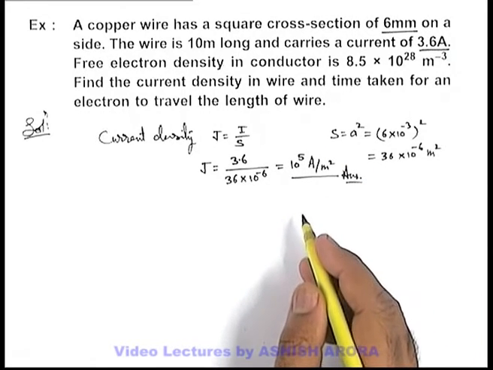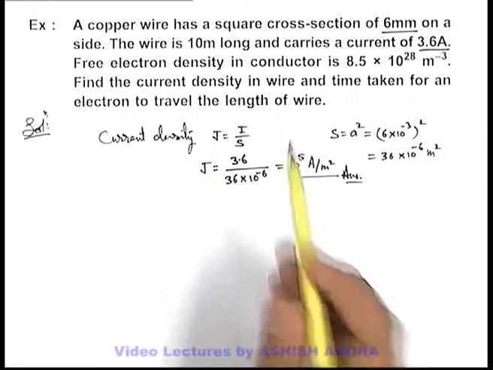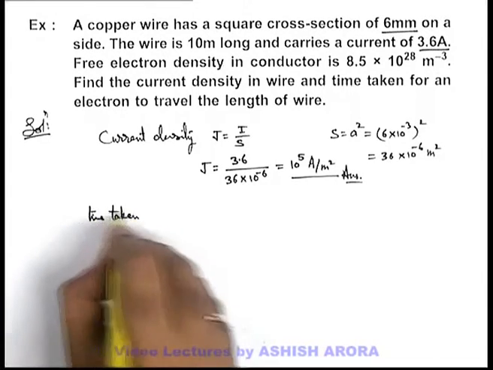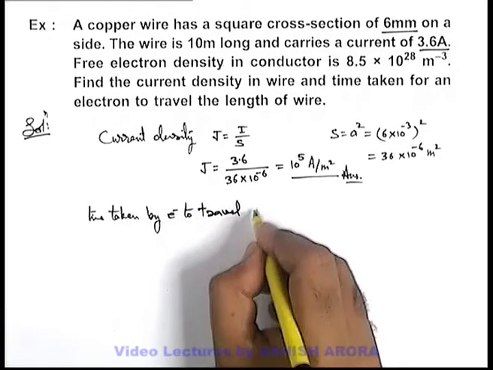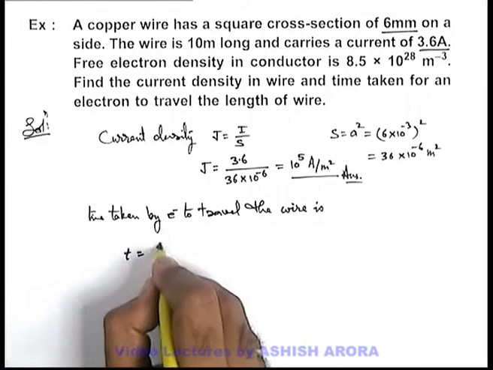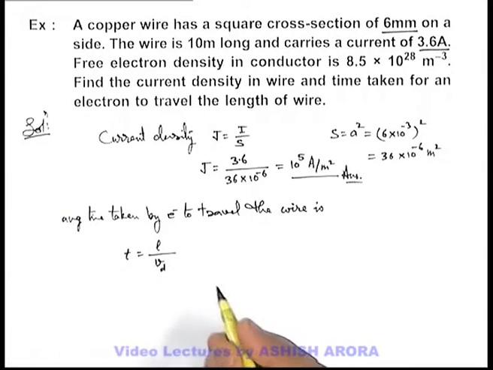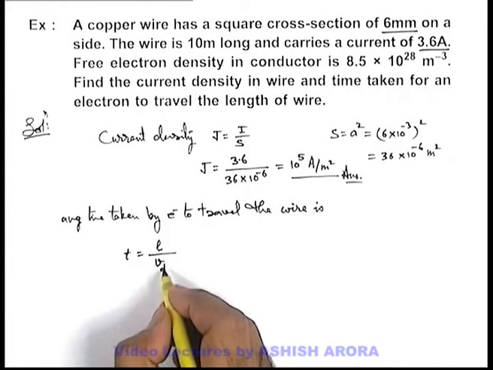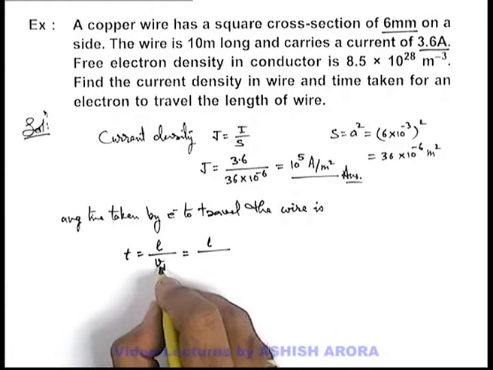Here we are also required to find the time taken for an electron to travel the length of the wire. So here we can calculate the time taken by electron to travel the wire. This time we can write down as the length divided by the drift speed. This is the average time taken actually, because through the length L of the wire, electron is traveling with the speed Vd.